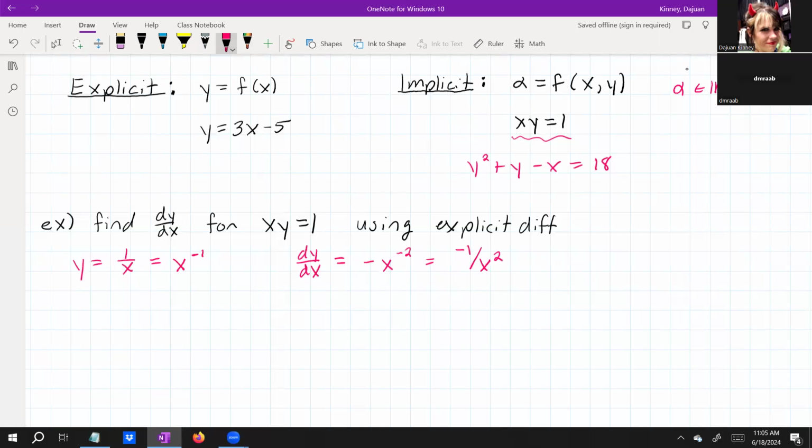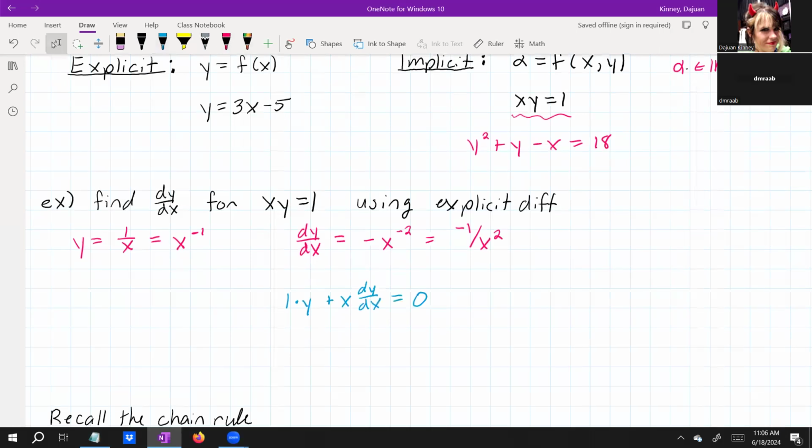So pretty straightforward. We can do the same thing with implicit. I'll show you that, and then we'll kind of talk our way through it. So this would be a product rule. The derivative of the first is x. The derivative of x is 1. So I get 1 times y plus the first. And now the derivative of y, we could either write y prime or dy/dx equals 0, since that's a constant.